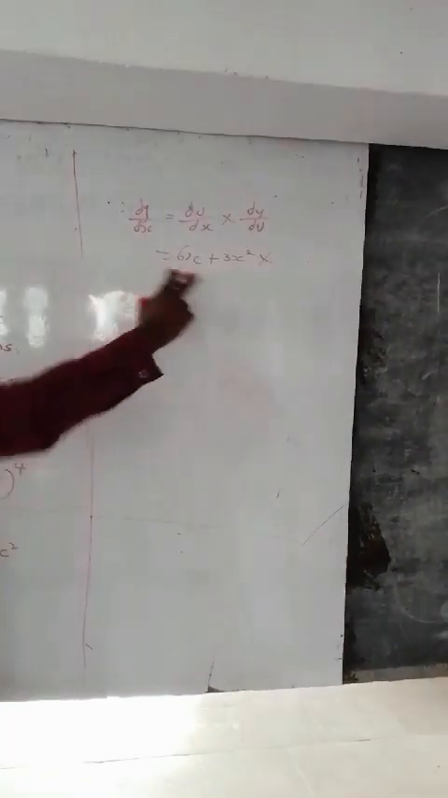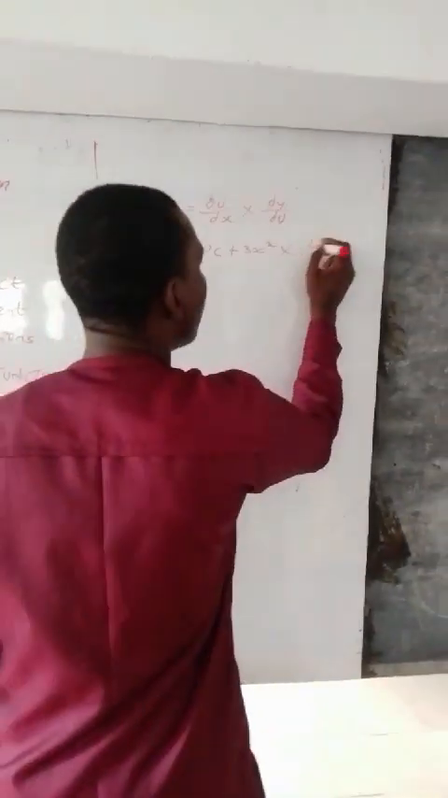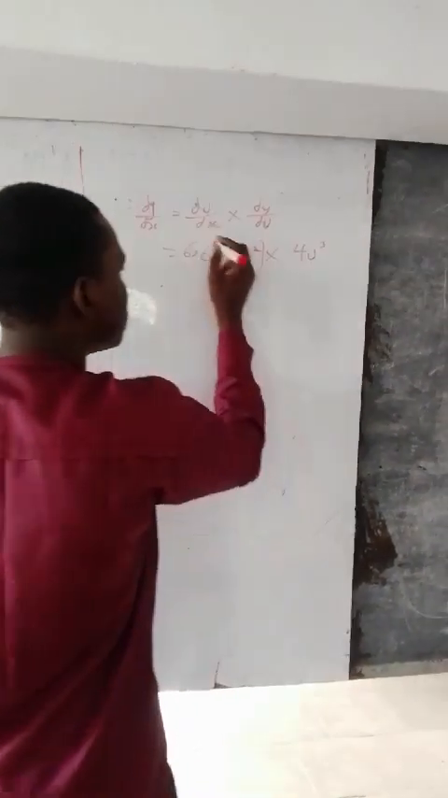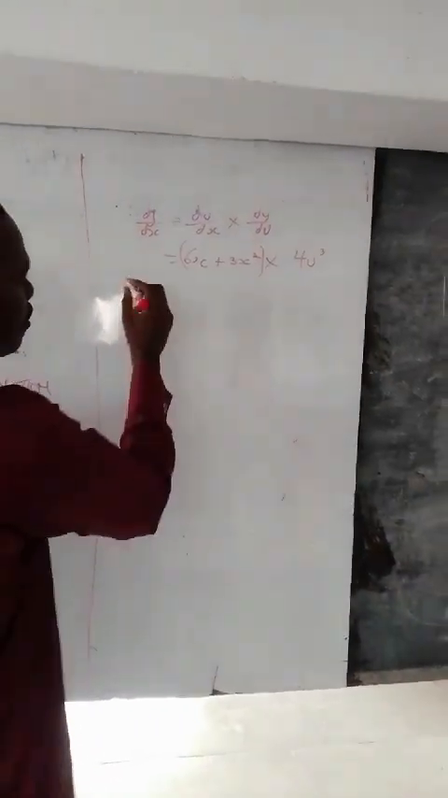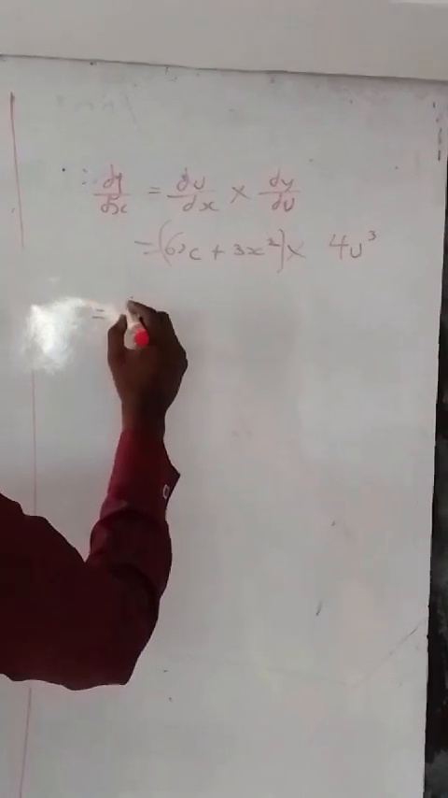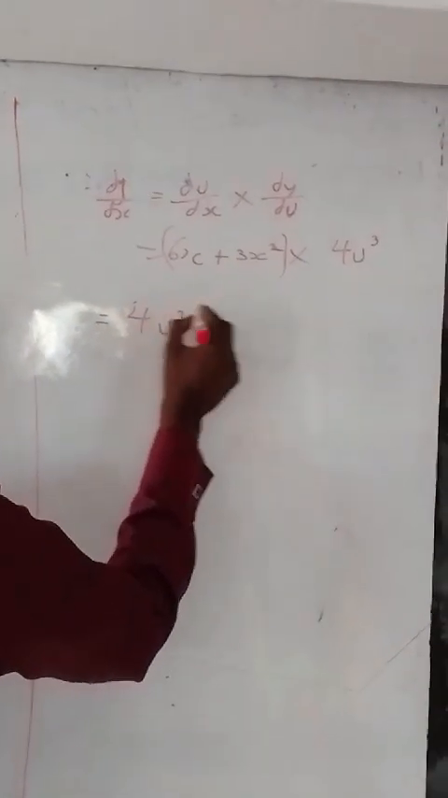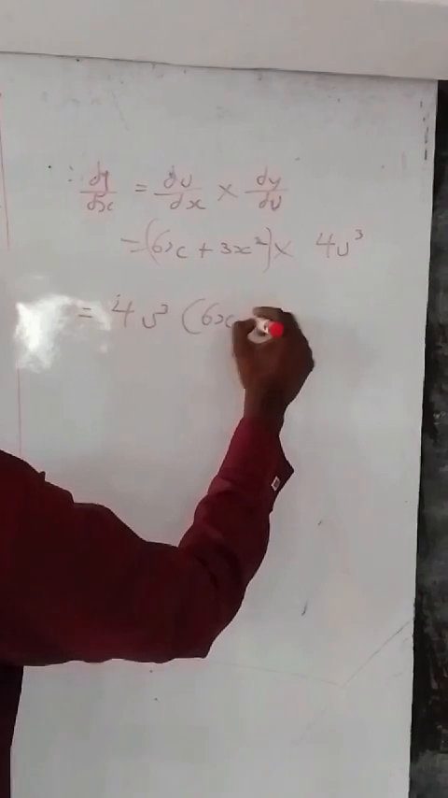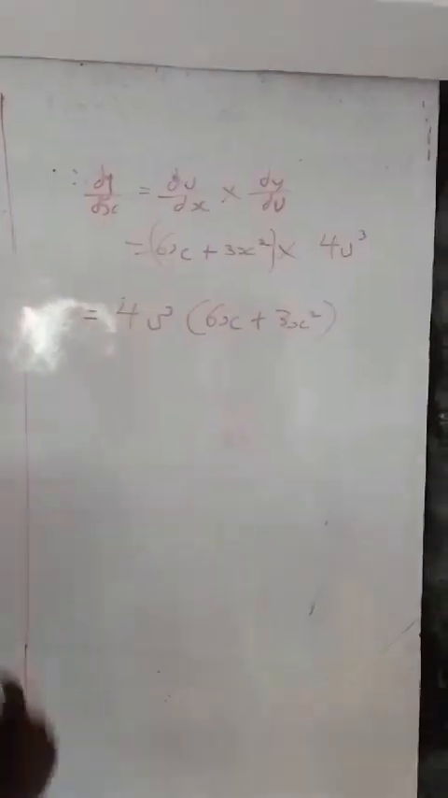This is du over dx. Then dy over du will be what? 4u raised to power 3. So at the end of the day, you have something like 4u raised to power 3 into bracket of 6x plus 3x squared. But you are not done yet.